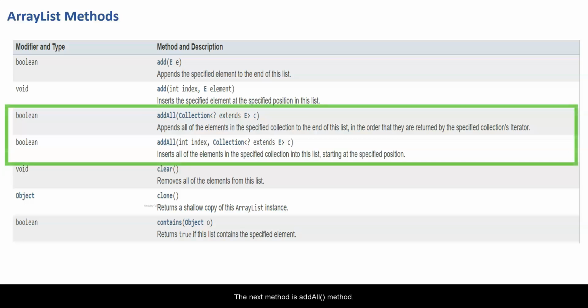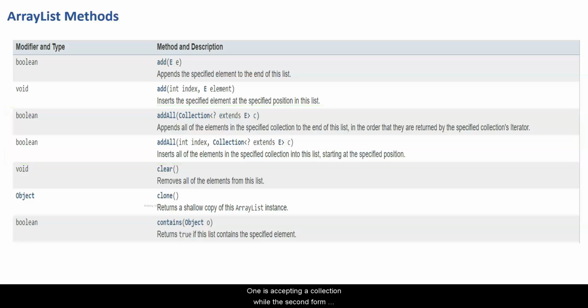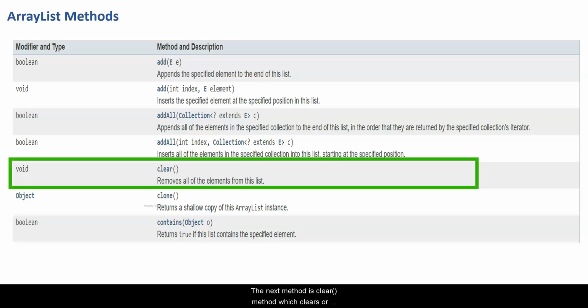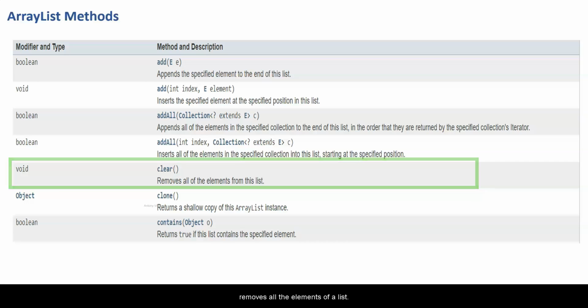The next method is the addAll method. It has two overloaded versions. One accepts a collection, while the second form accepts an index and the collection so that the elements of a collection can be added at the specified index. This addAll method is very helpful to add a collection at the end of the list or at the specified position. The next method is the clear method, which clears or removes all the elements of a list.